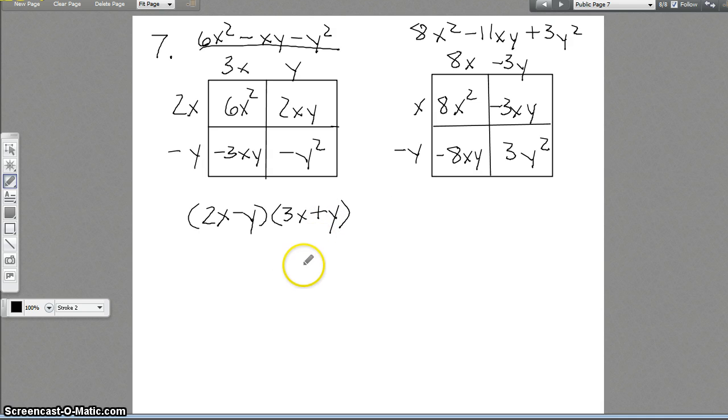And you are done. The next one that's over here is part B, 8x squared minus 11xy plus 3y squared. And the grid is already provided for you. All you have to do is write out the factor pair that makes that polynomial, which is going to be x minus y times 8x minus 3y. So that's how you would work number 7, which is just like number 12 that I assigned as homework.